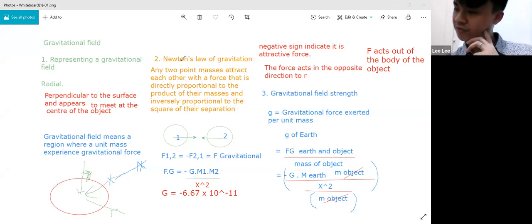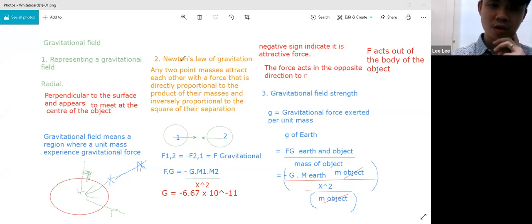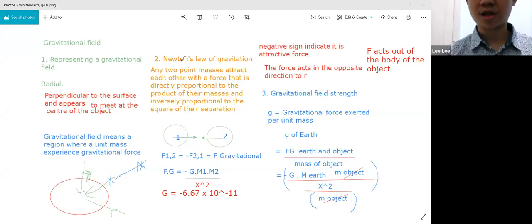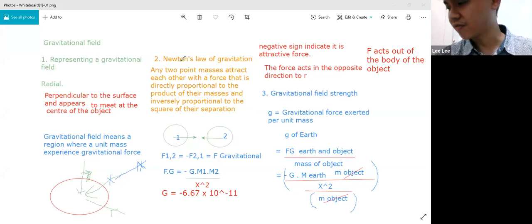Does anyone have questions so far until here? You can take a picture of the board first, even though Vita will share it with you. So you have already learned two things: gravitational force and gravitational field strength.